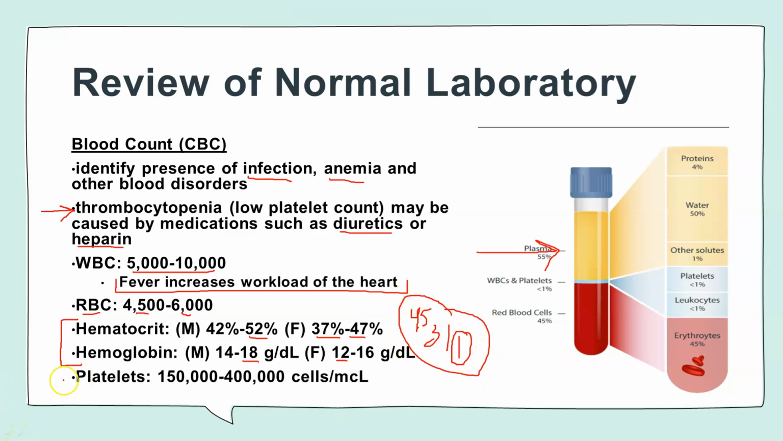And again, we've talked already about platelets. Normal platelet count is 150,000 to 400,000. That's pretty straightforward for most of us.